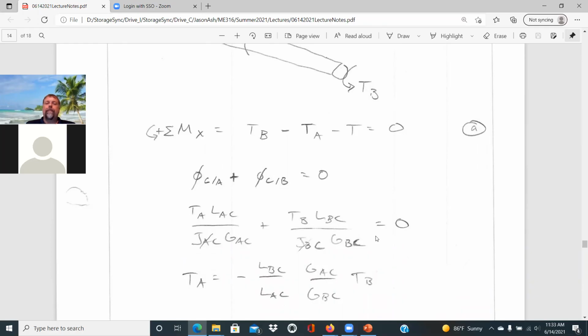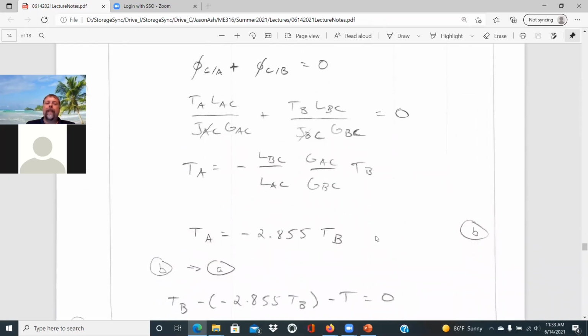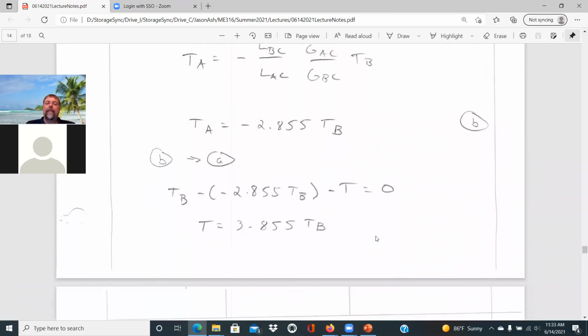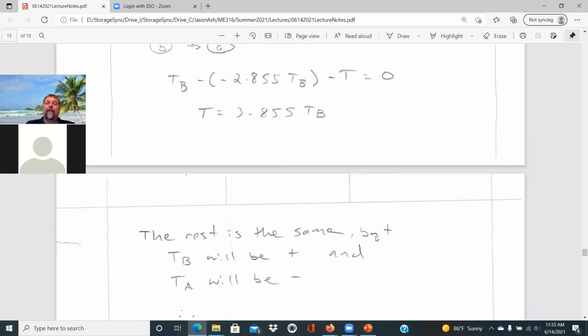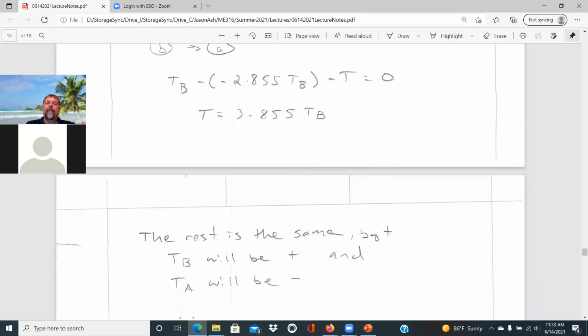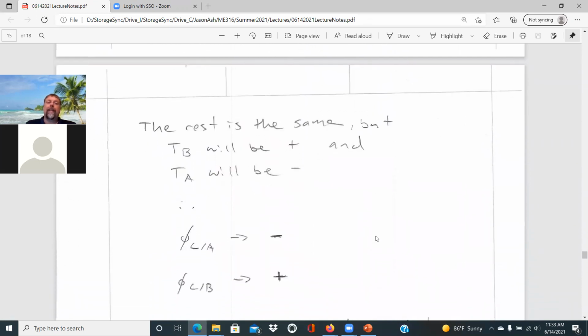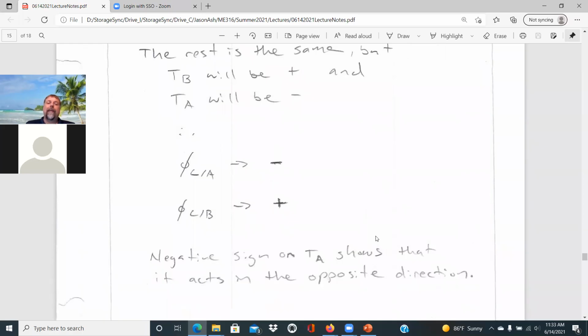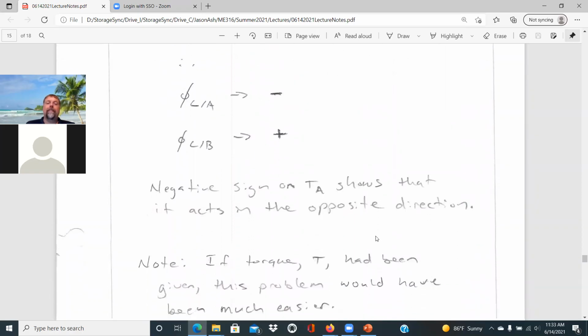As we plug all that information in, then we can calculate TA as a function of TB. We end up with signs throughout that. And so the main thing is it's those initial parts where the signs are different. And then the rest of the solution process is the same, but the torque at B will come out as a positive value and torque at A will come out as negative to show that it's acting in the opposite direction. And likewise, the angle of twist for CA will be negative. The angle of twist of CB will be positive.